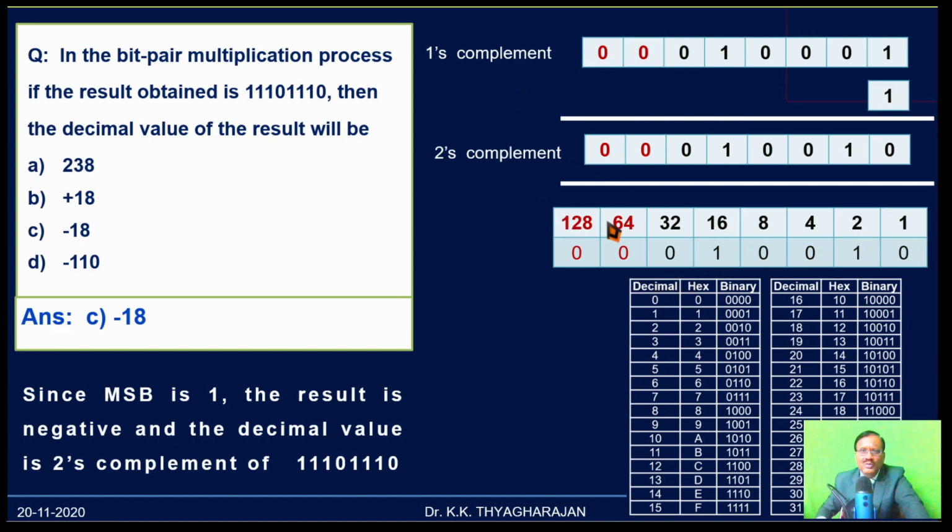Since we have taken the 2's complement, the actual value is minus 18. It is a negative number. So the magnitude is 18, but the actual value is minus 18, and the correct answer is C, minus 18.